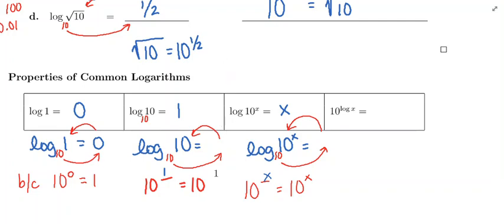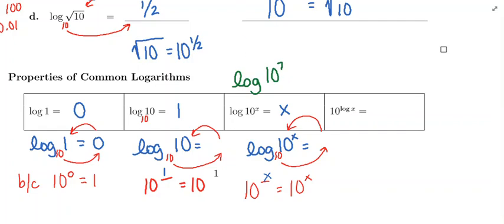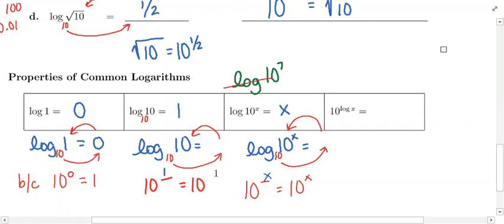This may come with a number. Keep in mind, if I had the log of 10 to the 7th, the log and the 10 are side by side, so they would cancel out and leave you with 7. So you can use that property with numbers.